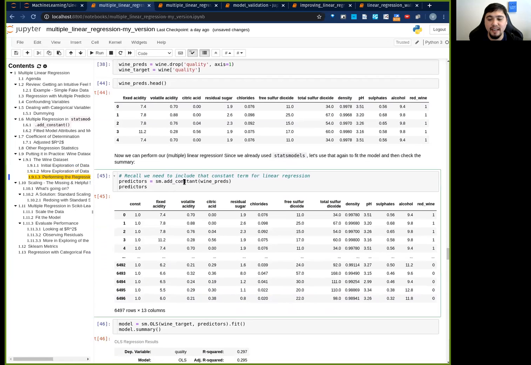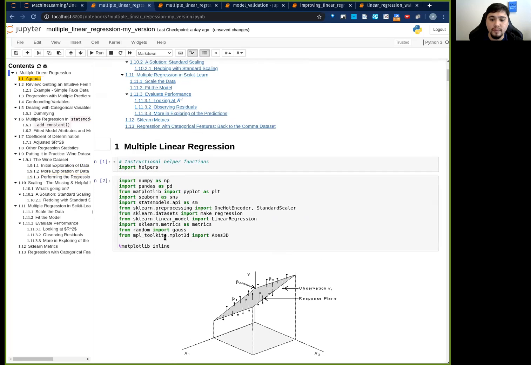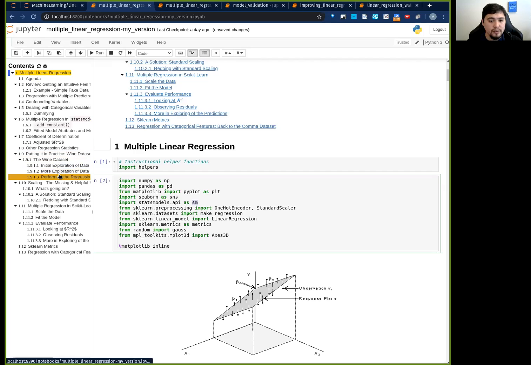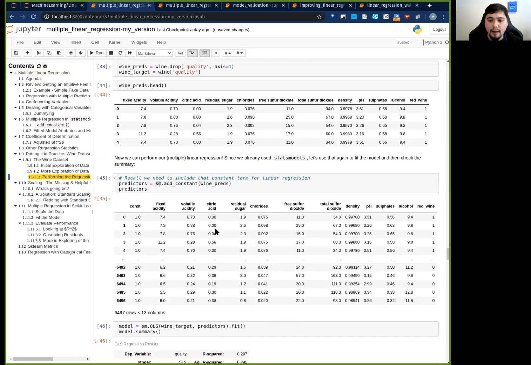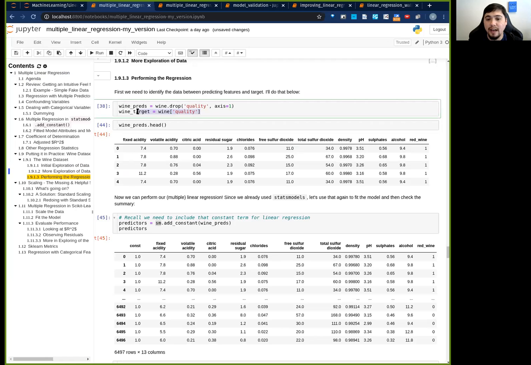One thing we'll have to do differently in statsmodels OLS than in scikit-learn: note that I imported statsmodels here as SM, hopping up to the top real quick. We import statsmodels.api as SM, which is a little easier to type out and a pretty common way to write it. So I lost my place, but I think we're right here. We have our predictors and our wine target.